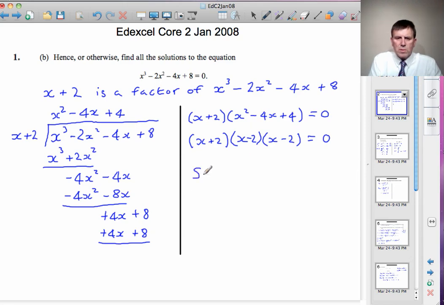So the solution, setting each bracket equal to 0 in turn: x equals minus 2, the one that we already knew, and these two brackets both give the same root, so it's a double root, x equals plus 2. When x is plus 2, that bracket is 0 or that bracket is 0. So it's a cubic, but it only has two roots. And that concludes question 1.